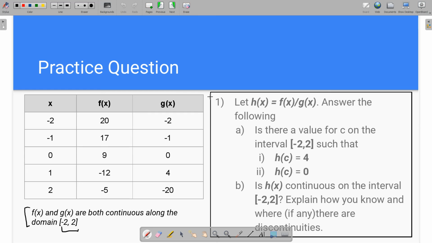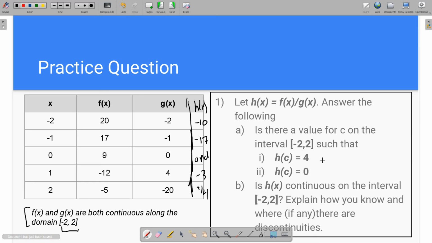So what I'm going to do is make a little column here and call it h of x, so I can see what's happening at these points. So h of x is equal to f of x divided by g of x. So f of x divided by g of x gives me -10 here. This will give me -17. This will be undefined. -12 divided by 4 will give me -3. And then -5 divided by 20 is just the same as +1/4.